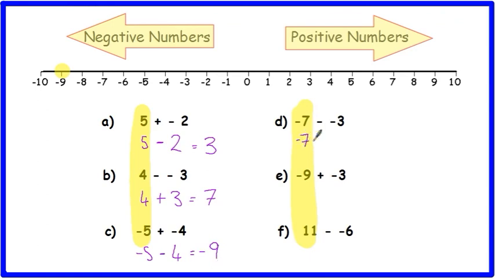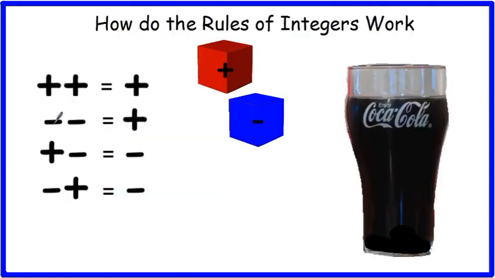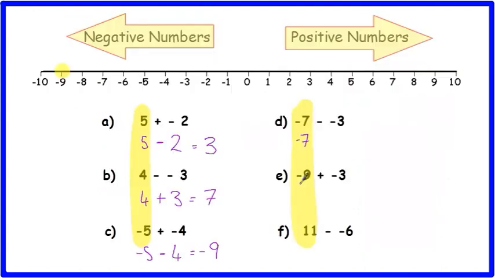-7, to subtract a negative gives me a positive, so +3. So -7, +3, 1, 2, 3 is -4. Positive and negative will give me a -3. So -9, subtract 3 will give me -12, and 11, add 6 is 17.